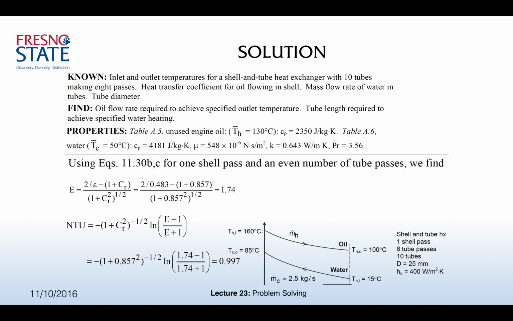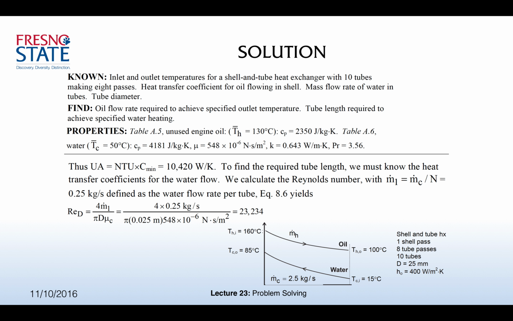So now we have our NTU, and remember, it is equal to UA divided by C minimum. Therefore, if I multiply my NTU by C minimum, it gives you the product of UA, the overall heat transfer coefficient multiplied by the surface area. So UA, based on this, is 10,420 watts per Kelvin. Remember that I need the length. So in order to find the length of the tubes, I need to find the total surface area, and then I find the length from there.